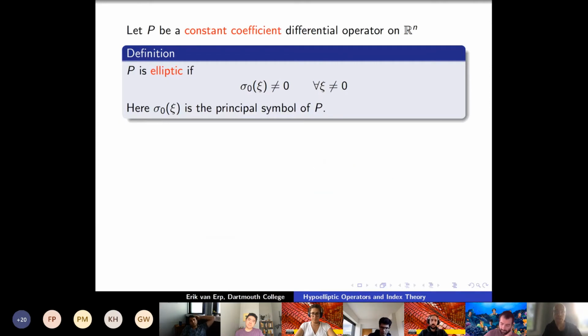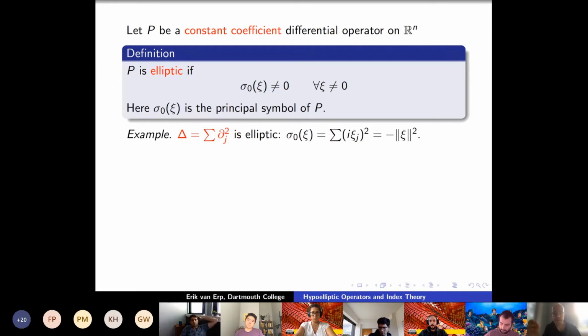Okay, so what does elliptic technically mean? An operator, a constant coefficient operator, is called elliptic if its principal symbol is not zero, except, of course, remember the principal symbol is homogeneous, so it's automatically zero if xi is zero, but it can't be zero anywhere else. So that's the definition.